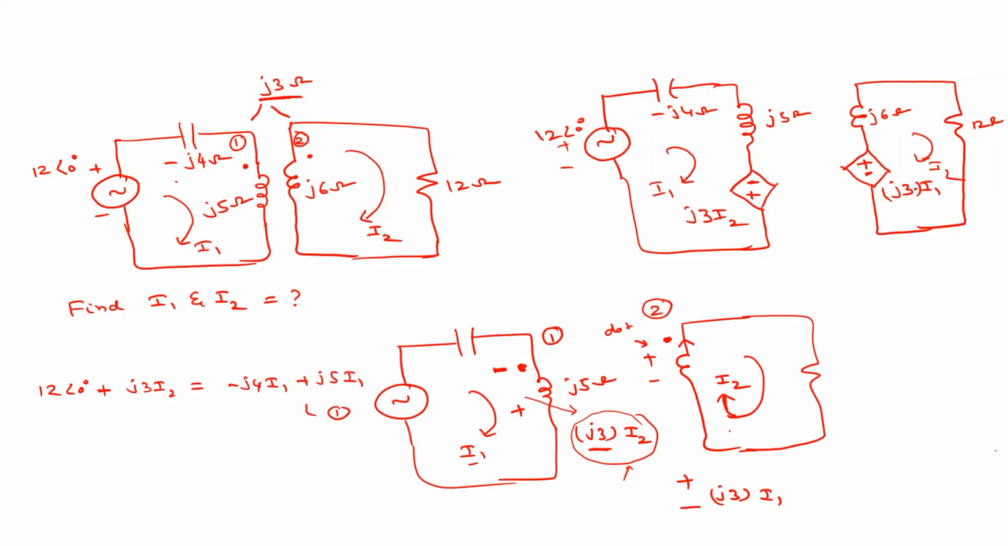So what is the second equation? J3 I1 equals J6 I2 plus 12 I2. Just solve it for I1 and I2. Okay? You know how to solve this, right?